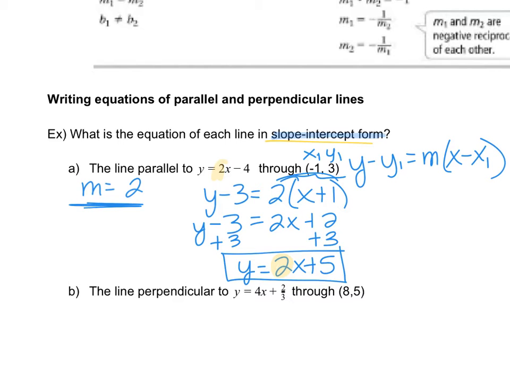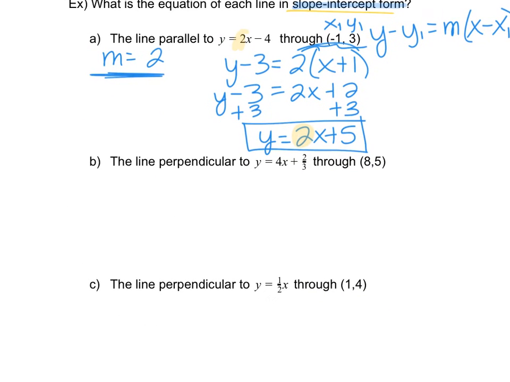Okay, let's go on to letter B. So we need the line perpendicular to y equals 4x plus 2/3 through that point. So our new slope, if the old slope was 4, our new slope is going to be -1/4. And let's go ahead and plug it into point slope.